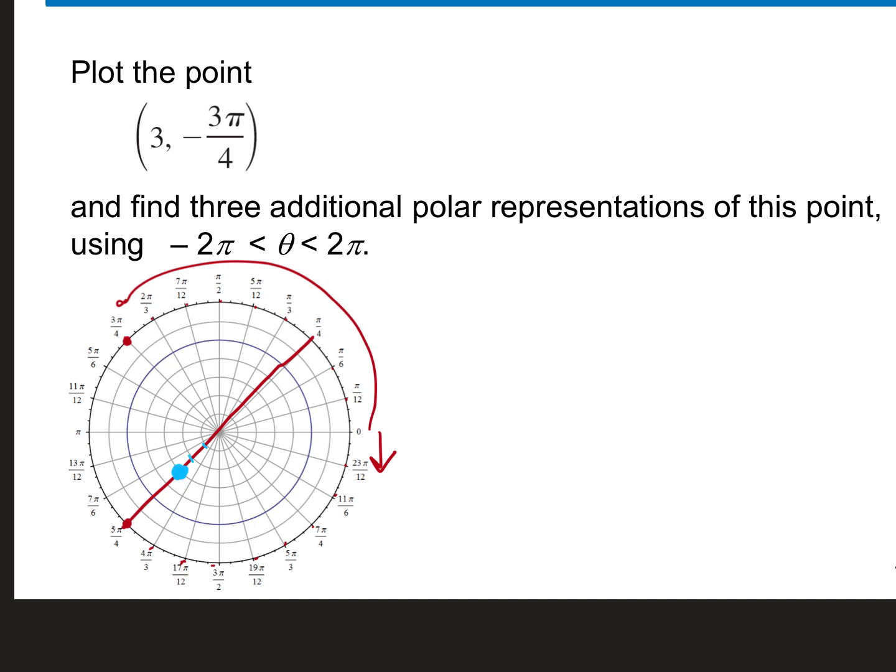Then we have to find 3 additional polar points that are the same as this point, but it has to be in between -2 pi and +2 pi. So we just can't keep adding 2 pi because that would be outside of our domain here, outside of our restrictions. So we were given 3, -3 pi over 4. What would be another point?